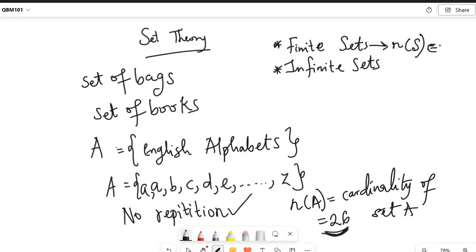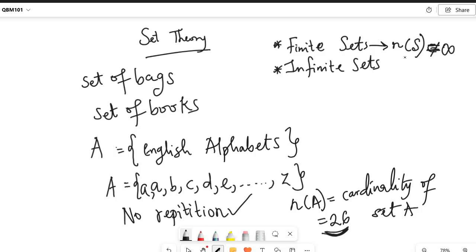The cardinality of S is not equal to infinity. This is important because it goes beyond saying countable and uncountable. There are some sets that are uncountable but yet finite. Yes, some sets are uncountable but yet finite.